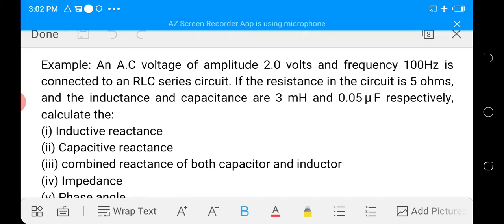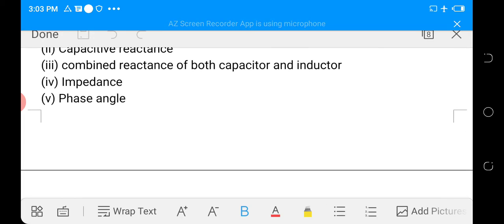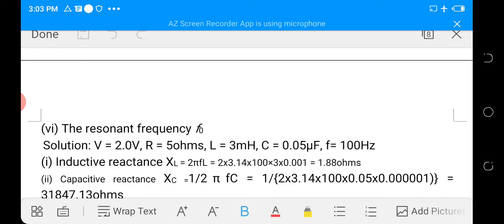Example: an AC voltage of amplitude 2.0 volt and frequency 100 Hz is connected to an RLC series circuit. If the resistance in the circuit is 5 ohms and the inductance and capacitance are 3 millihenry and 0.05 microfarad respectively, calculate: (1) inductive reactance, (2) capacitive reactance, (3) combined reactance of both capacitor and inductor, (4) impedance, (5) phase angle, and (6) the resonant frequency f0.